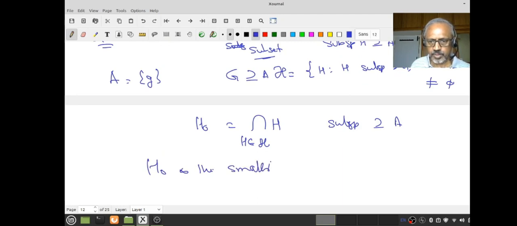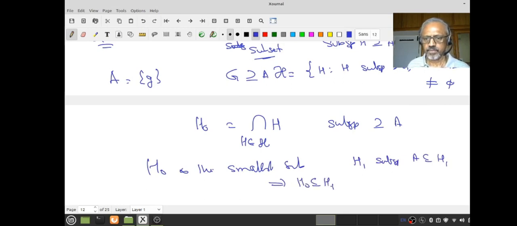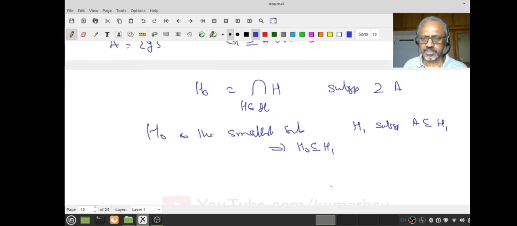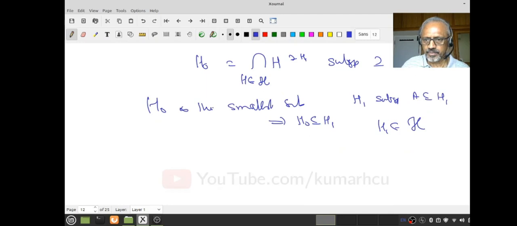Now, H naught is the smallest subgroup. What do you mean by it's the smallest subgroup? If you give me H1, a subgroup such that A is contained in H1, then I want to know whether H0 is contained in H1. Is that correct or not? That's correct, because H1 is a subgroup containing A, so H1 belongs to script H. Therefore H0 is contained in H1. Do you understand? Please pause, review, proceed.